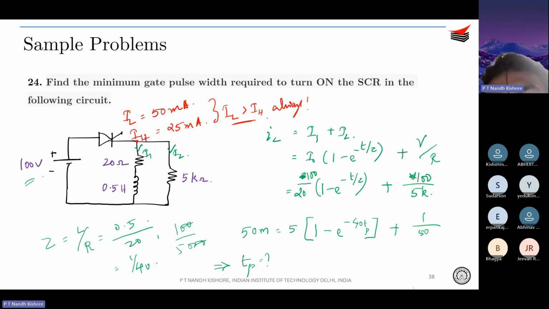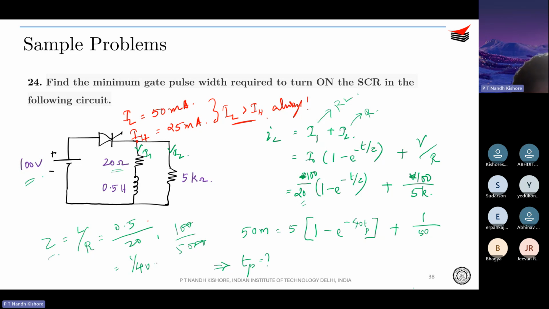I1 is simply an RL branch, right? And this is simply an R. For the RL branch, I have written I naught into 1 minus e power minus t by tau, and for the R branch, I have just written it as V by R. So the RL branch current can be written like this, 100 by 20. I mean, this resistor you need to consider, right?